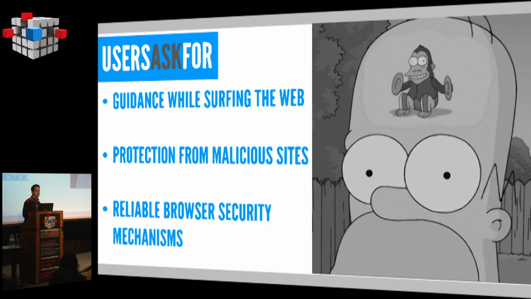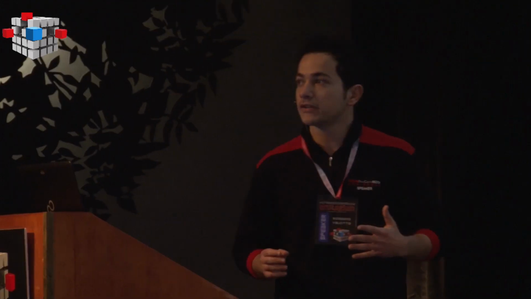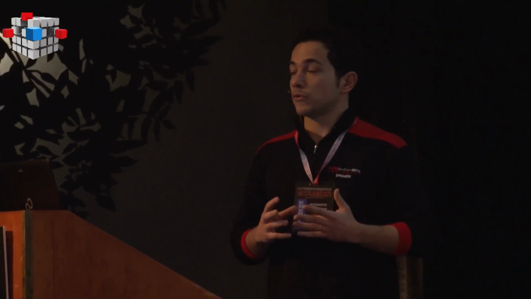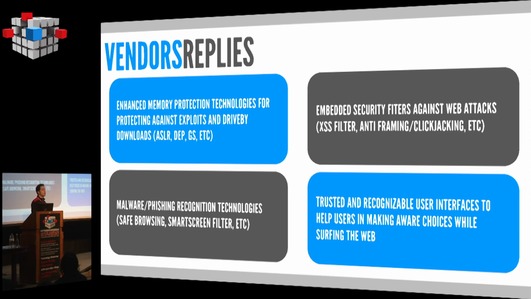Users need guidance, they need protection while surfing the internet, and we can deliver these things by providing trusted and reliable security mechanisms. That's why in the latest years, browser vendors invested a lot of money and efforts into building some reliable security mechanisms and in making the existing ones more robust. And they developed in 4 main areas. The first, protection against memory corruption exploits. And so they developed technologies like ASLR, DEP, GS, and so on, that can make exploit writers' life harder.